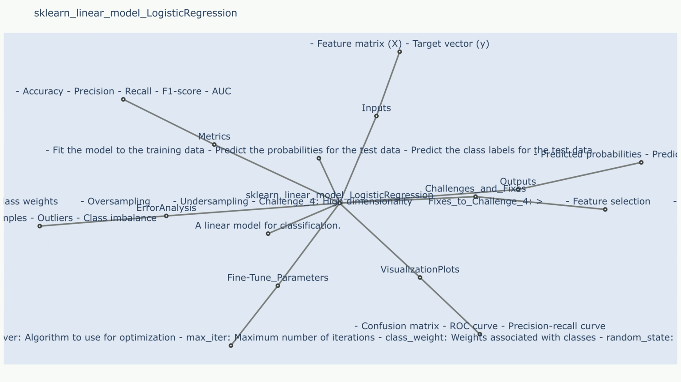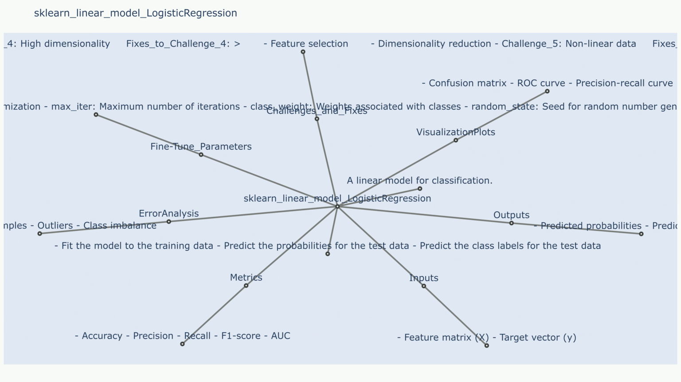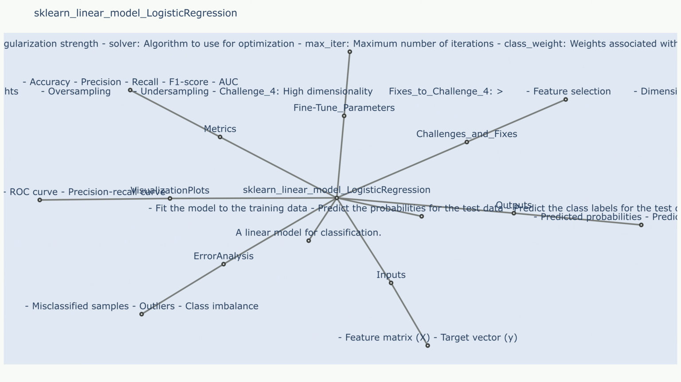Visualization plots. The ROC curve plots the true positive rate against the false positive rate at various thresholds, providing insight into the model's performance. The precision-recall curve plots the precision against the recall at various thresholds, highlighting the trade-off between these metrics. Fine-tune parameters. Penalty, the type of regularization to apply, e.g., L1, L2, elastic net, none.